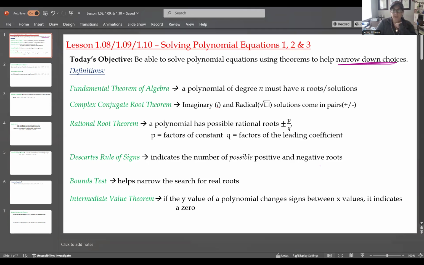So the first theorem we have here is the fundamental theorem of algebra. This, I would say, is probably one of the most important or helpful because it tells you how many answers you have to have. Okay, so it says a polynomial of degree n must have n roots or solutions. So anytime you are given an equation and told to solve it, if you look at the degree, you know how many answers you have to have.